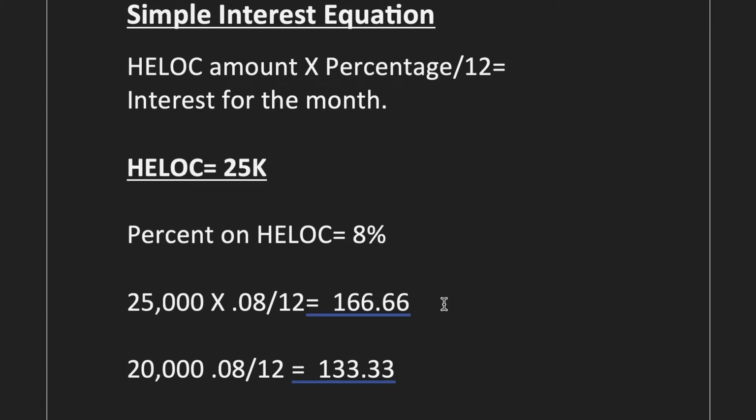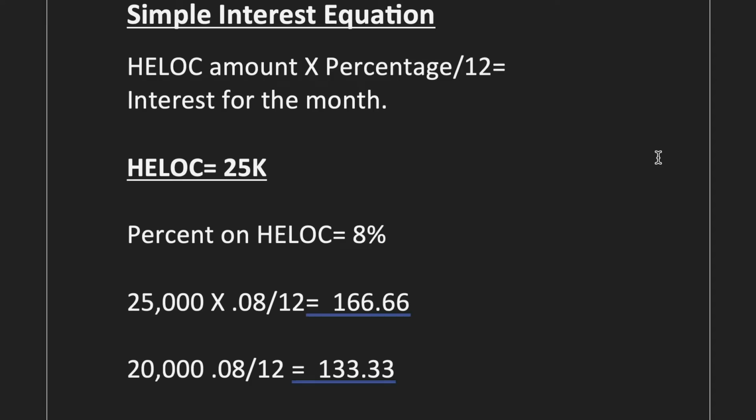Again, this is calculated daily. So let's say you took out the 25,000 and then the next day you put 25,000 back in. You're not going to pay the 166.66. So just another quick example, let's do 20,000 times 0.08 divided by 12, 133.33. So that's pretty much the equation when you're putting, let's say, that 25,000 onto your mortgage.